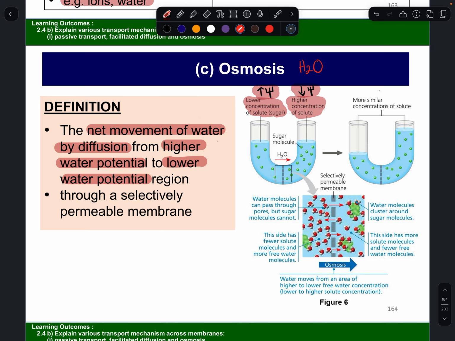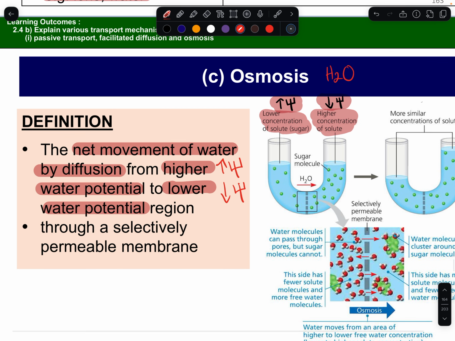Water potential bentuknya macam ni. Okay, water potential to lower water potential. Okay, ini, konsep ini tolong ingat sampai mati. Ingat, lower concentration of solute. Okay, solute ini boleh jadi gula ke, garam ke, any solute lah. So, bila lower concentration of solute, water potential mestilah reverse. Lower solute, higher water potential.